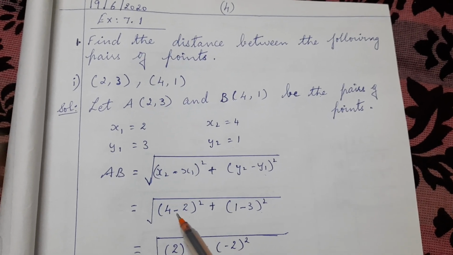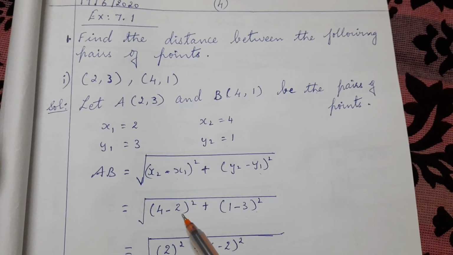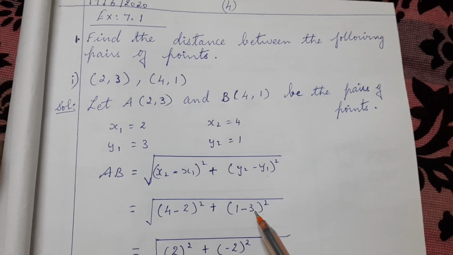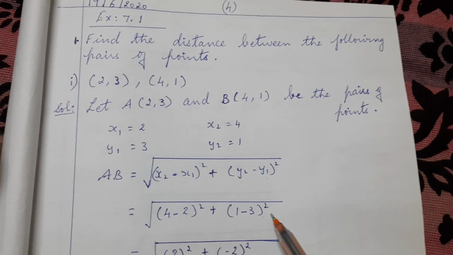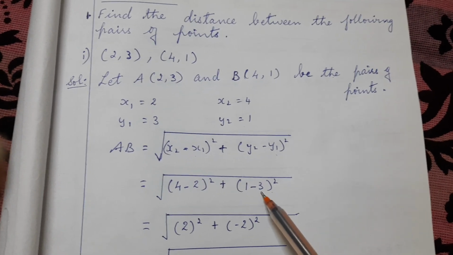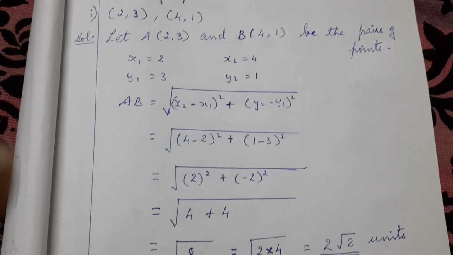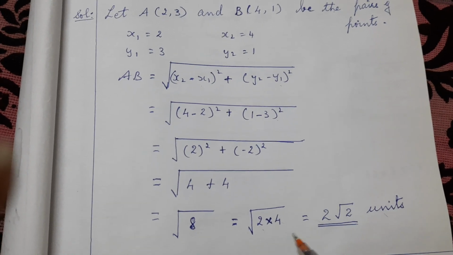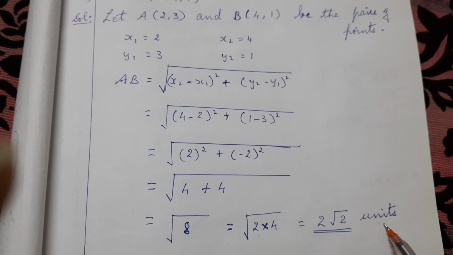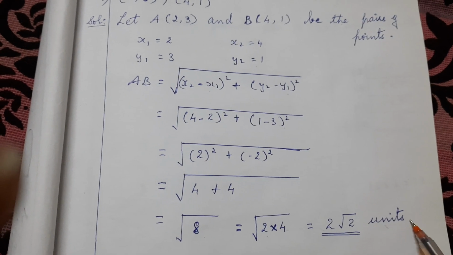Next, root of, instead of x2 we are putting the value, that is x2 is 4 minus x1 is 2, so (4 minus 2) the whole square plus y2 is 1, y1 is 3, so (1 minus 3) the whole square. Now 4 minus 2 is 2 squared, and 1 minus 3 is minus 2, the whole square. So that is equal to root of 4 plus 4, that is root 8. Root 8 can be written as root of 2 into 4. Square root of 4 is 2. So, 2 root 2 units. Always you have to write units because a distance is measured in some units. Here it is not mentioned, so you just write units.